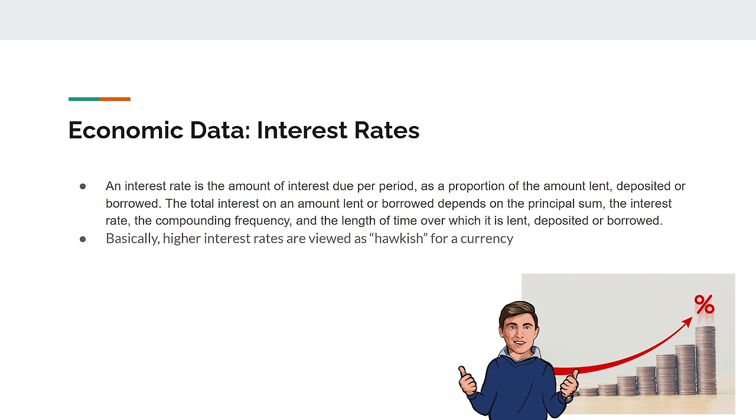So the first one is going to probably be our longest one. This is going to be our economic data. So these are measurements and data points that people keep an eye on in terms of trading. The first one is going to be interest rates. Now, an interest rate, to sum it up, I got this definition off of Wikipedia, I believe. An interest rate is the amount of interest due per period as a proportion of the amount lent, deposited, or borrowed. The total interest on an amount lent or borrowed depends on the principal sum, the interest rate, the compounding frequency, and the length of time over which it is lent, deposited, or borrowed.